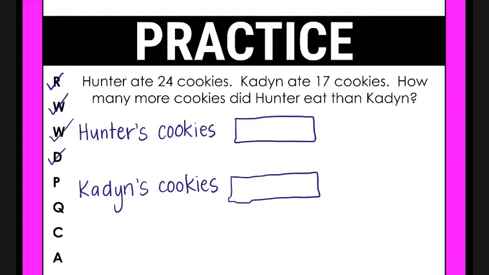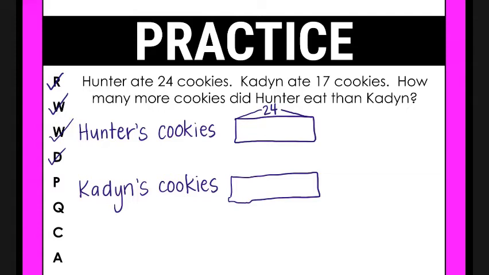Now the P stands for plug in information. So let's start reading sentence by sentence. Hunter ate 24 cookies. Let's pause there and let's add in our 24. So I know that Hunter ate 24 cookies. So I'm going to put that with his unit bar. The next sentence says, Caden ate 17 cookies. So I'm going to put that with his unit bar.